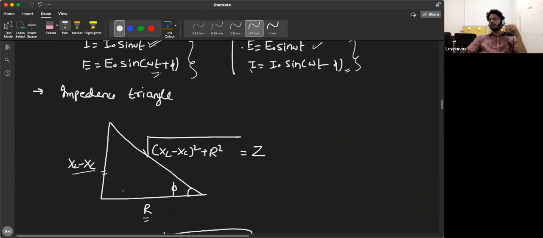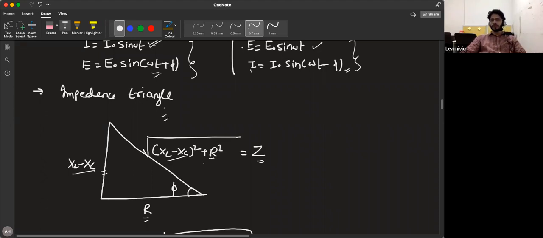So I have perpendicular and base, so I can use the Pythagoras theorem, root over P square plus B square. Perpendicular is XL minus XC, squared, and base is R, squared, which comes out to be equal to the impedance. This triangle is known as the impedance triangle, which means base is equal to R, perpendicular is equal to XL minus XC, and the hypotenuse is equal to root over XL minus XC square plus R square, which is Z.